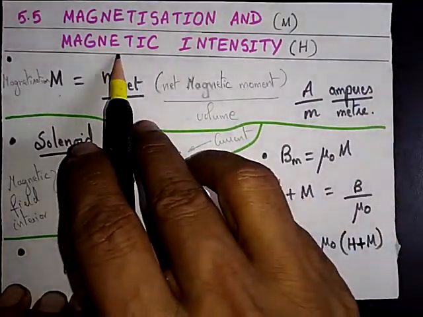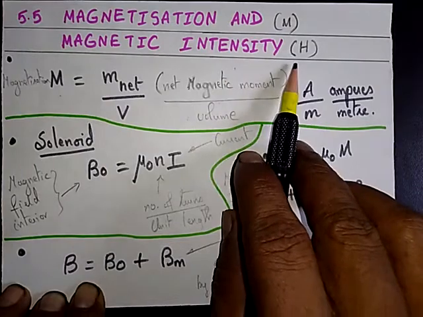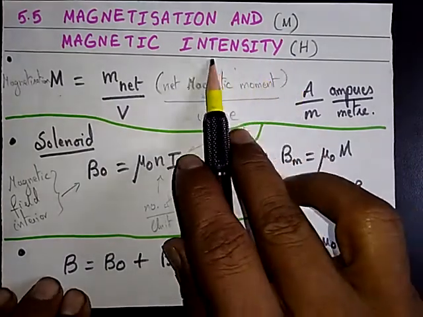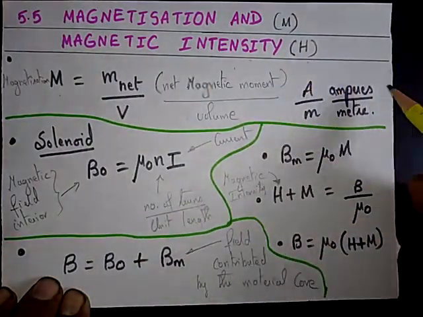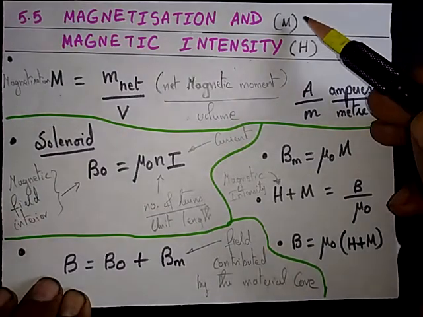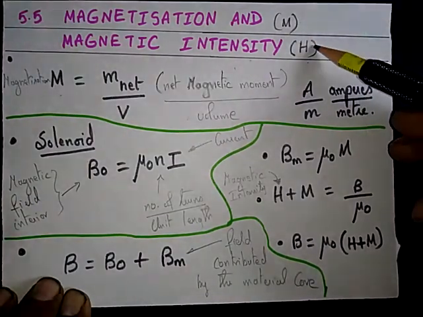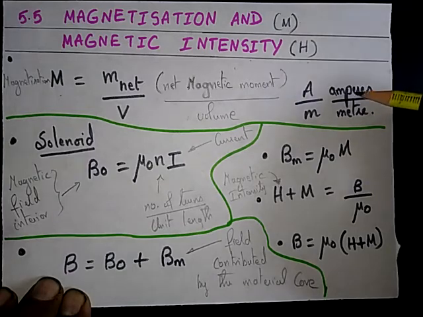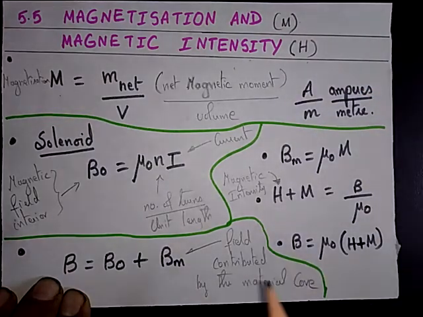And similarly for magnetic intensity H, the unit is amperes per meter. That means for magnetization and magnetic intensity, for both the unit is amperes per meter.